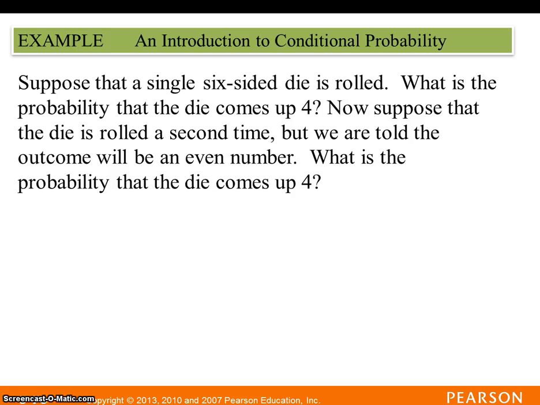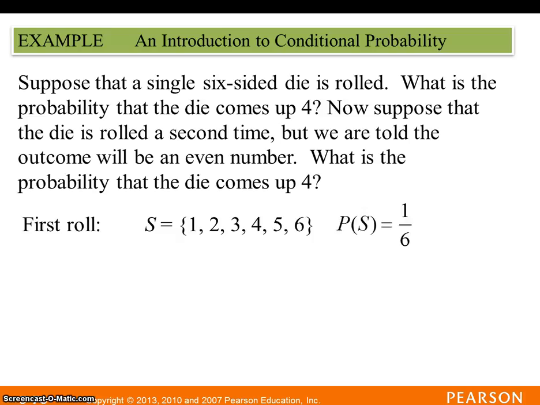So in this case, we know in advance the die is an even number. The first roll is the sample space, so we have a 1 in 6 chance. Now for the second roll, since we know that it's going to be an even number, it has to be 2, 4, or 6. So the probability in that case will actually be a little bit larger.